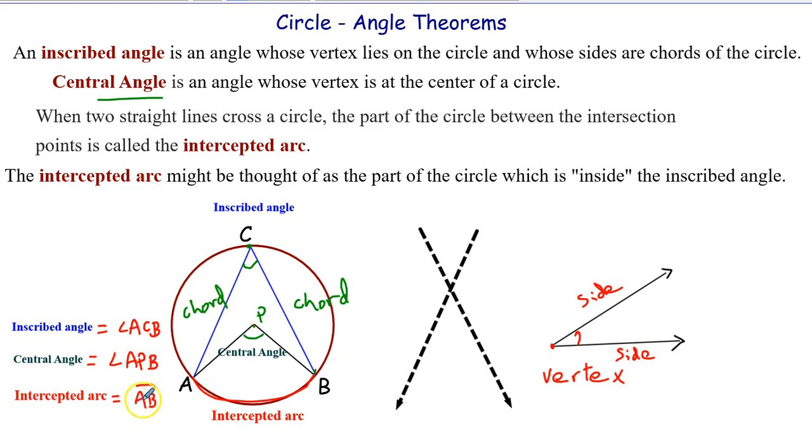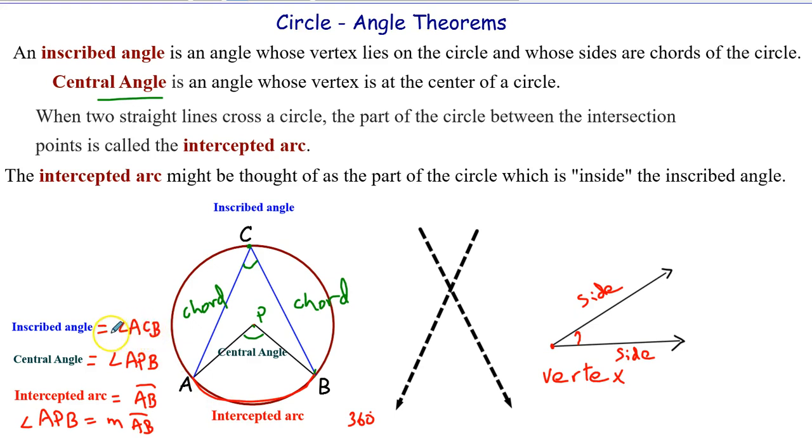In this study we generally measure the intercepted arc in terms of angles. We know that the whole circle makes 360 degrees. So the measure of the intercepted arc will always be less than 360 degrees, and in this case it is less than 180 because it is a minor arc. Also, the central angle is always equal to the intercepted arc. That is, the measure of angle APB is always equal to the measure of arc AB.